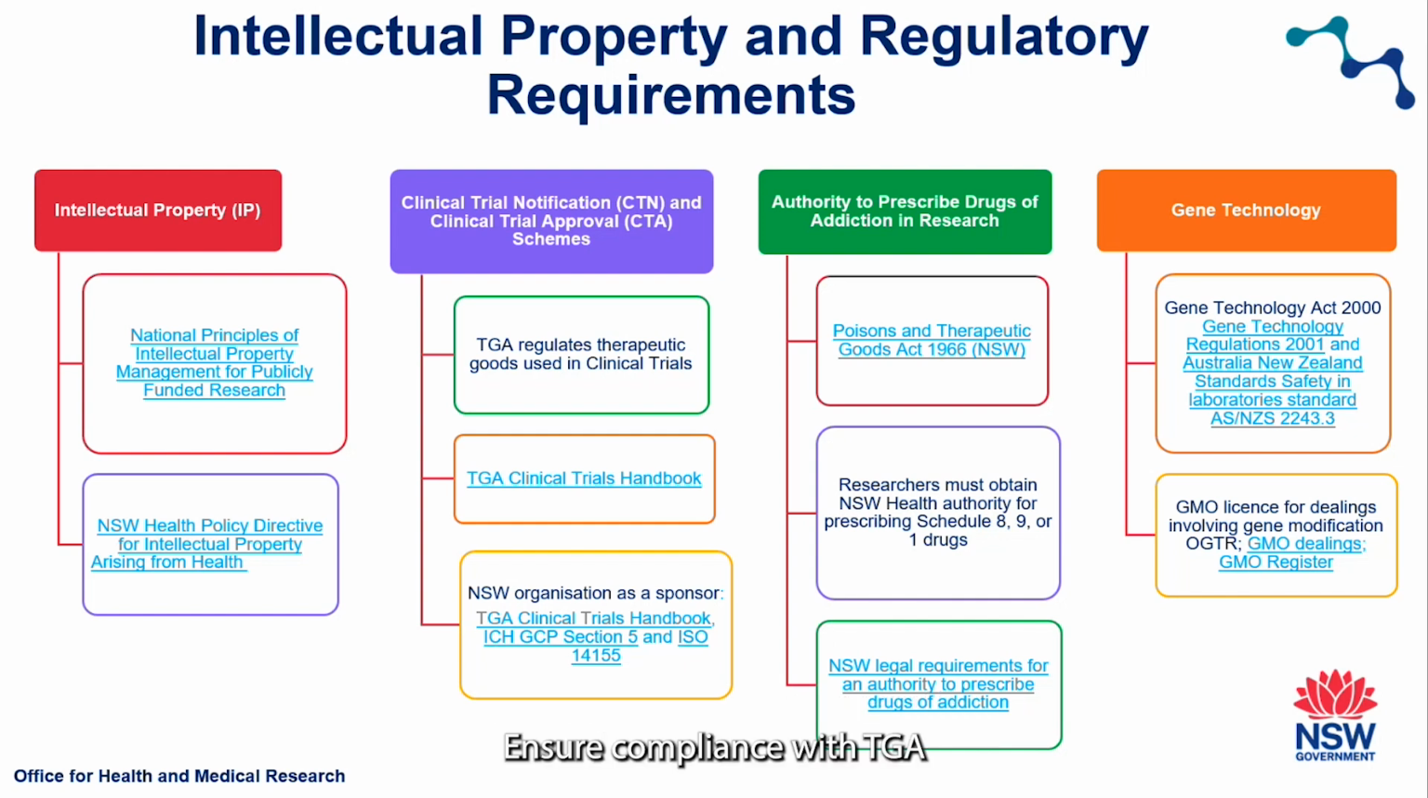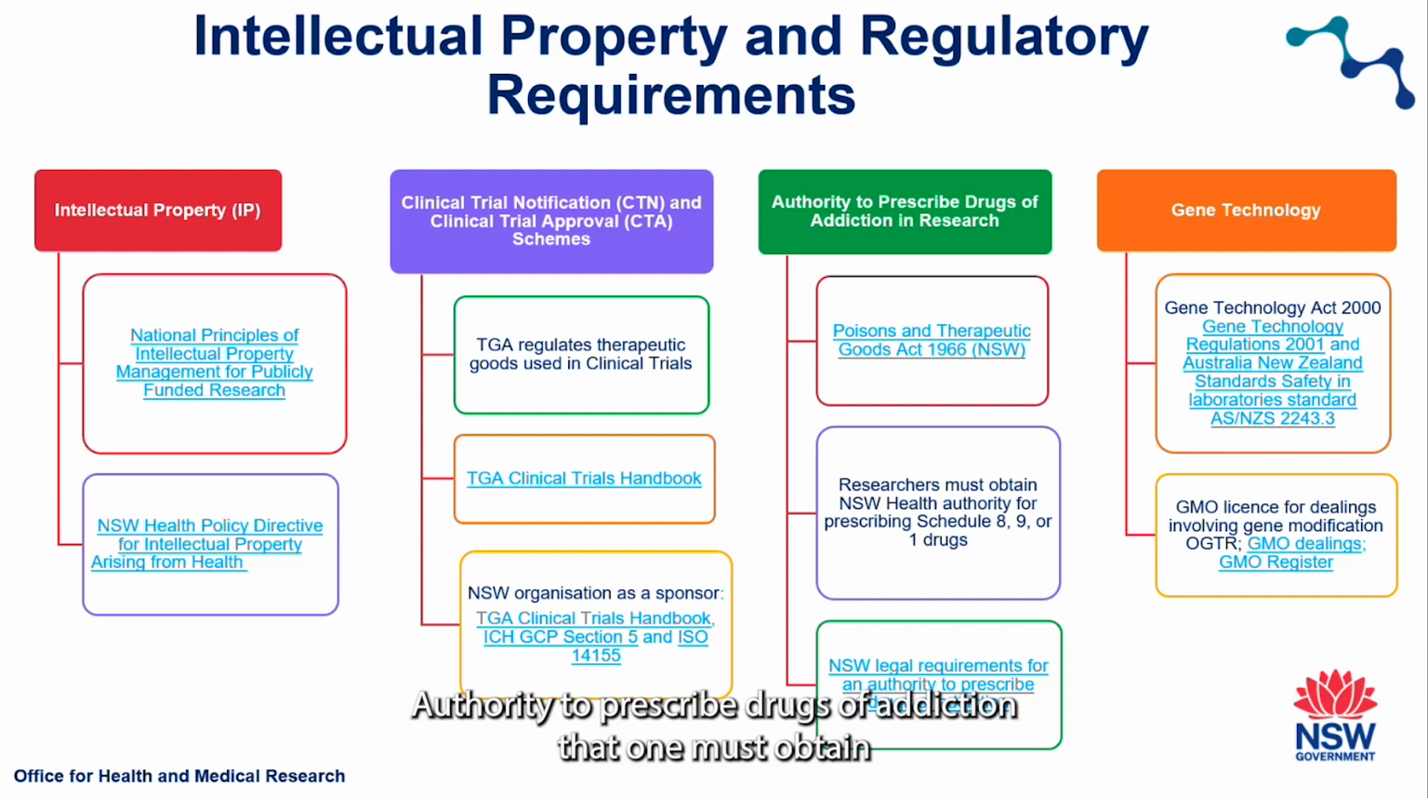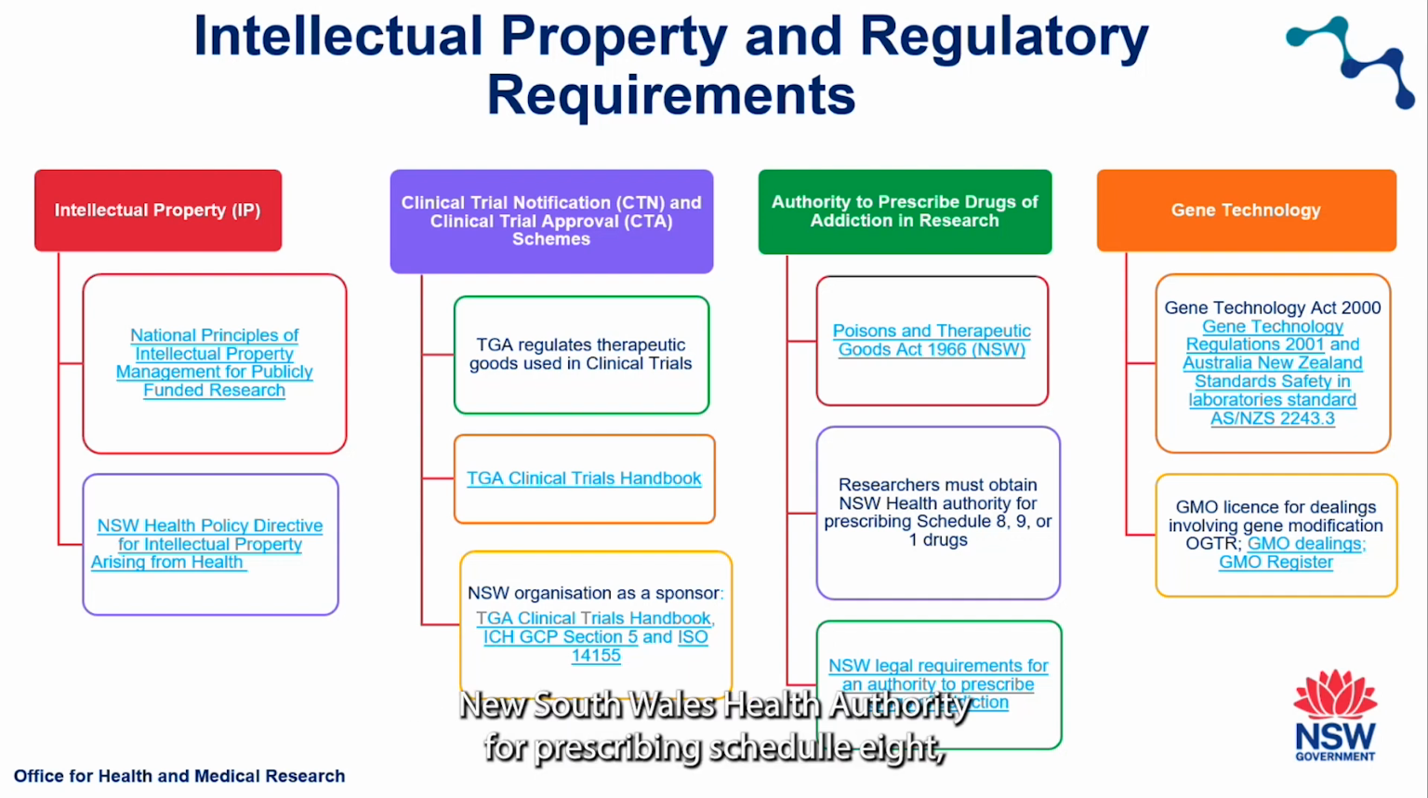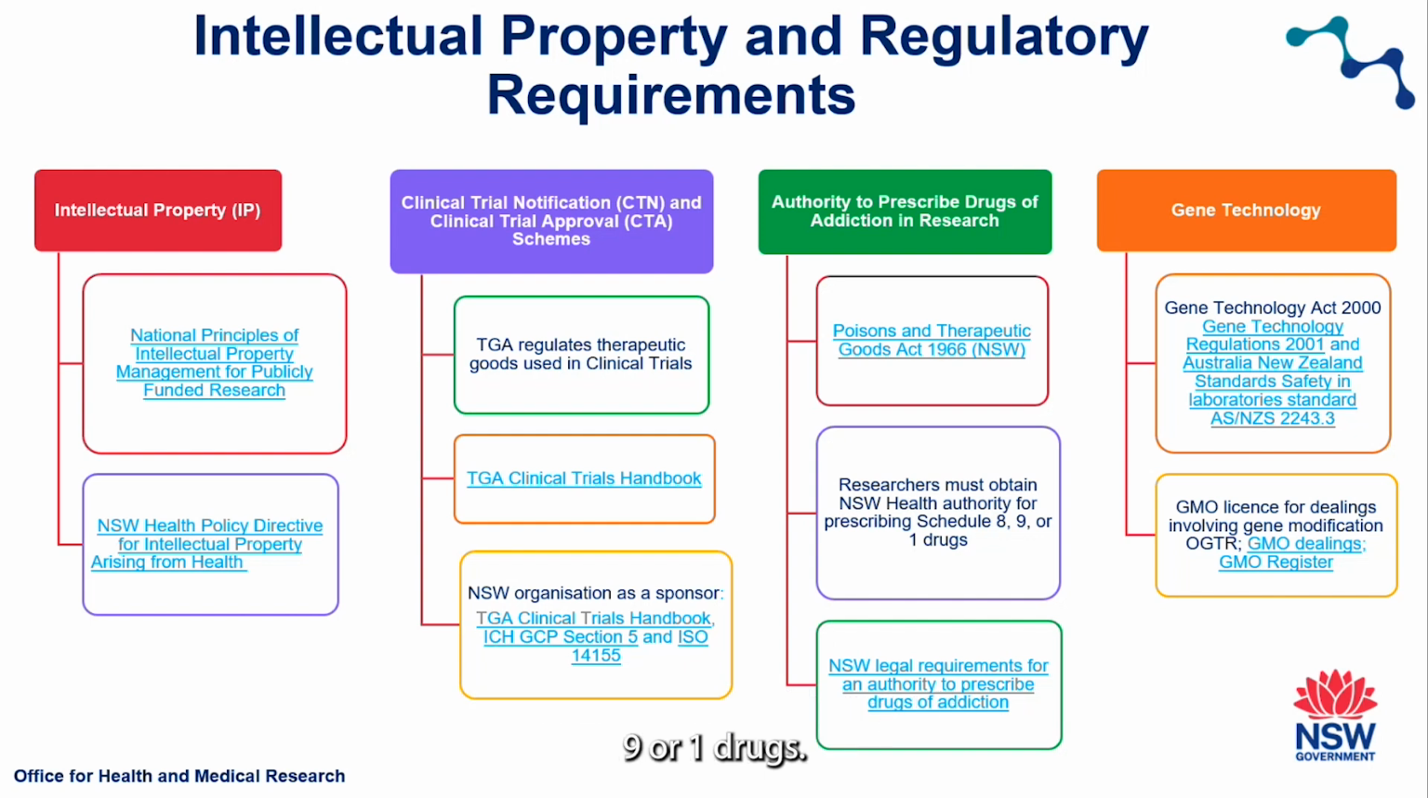Ensure compliance with TG requirements, and this involves obtaining CTN or CTA as required. Authority to prescribe drugs of addiction, where one must obtain New South Wales Health Authority for prescribing Schedule 8, 9, or 1 drugs. Adhere to Gene Technology Act 2000 and OGTR regulations. A GMO license is a must for gene modification activities.